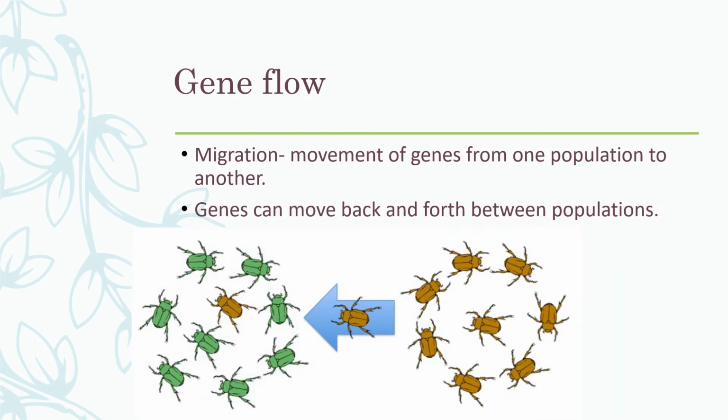So the next thing that we're talking about after mutation is gene flow. Gene flow is the migration or movement of genes from one population to another. Genes can move back and forth between populations. So in the image below, we're seeing a population of brown beetles and a population of green beetles. An individual from the brown beetle colony moves over to the green beetle colony and breeds with them.